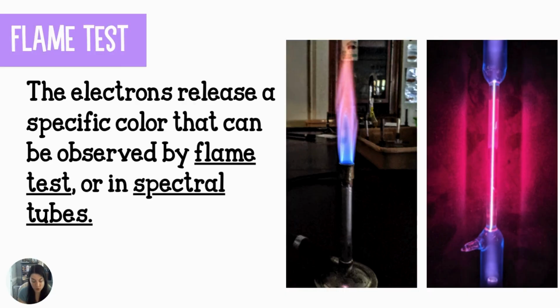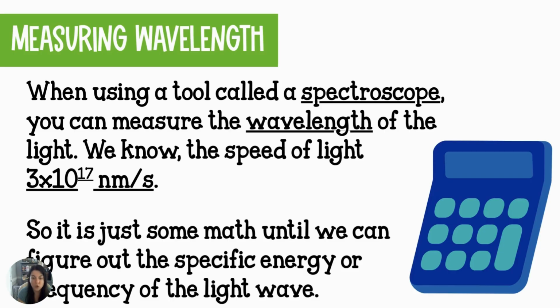So typically you would do these in a dark classroom. You would cover up all the windows, turn off the lights, even the computer monitor gets turned off because it can interfere with the light in the room. You take this spectroscope and you point it at the light. And with that, you can measure the wavelength. Because we have a measured wavelength and we know the speed of light, we can do some math to figure out what the frequency of that wave is.